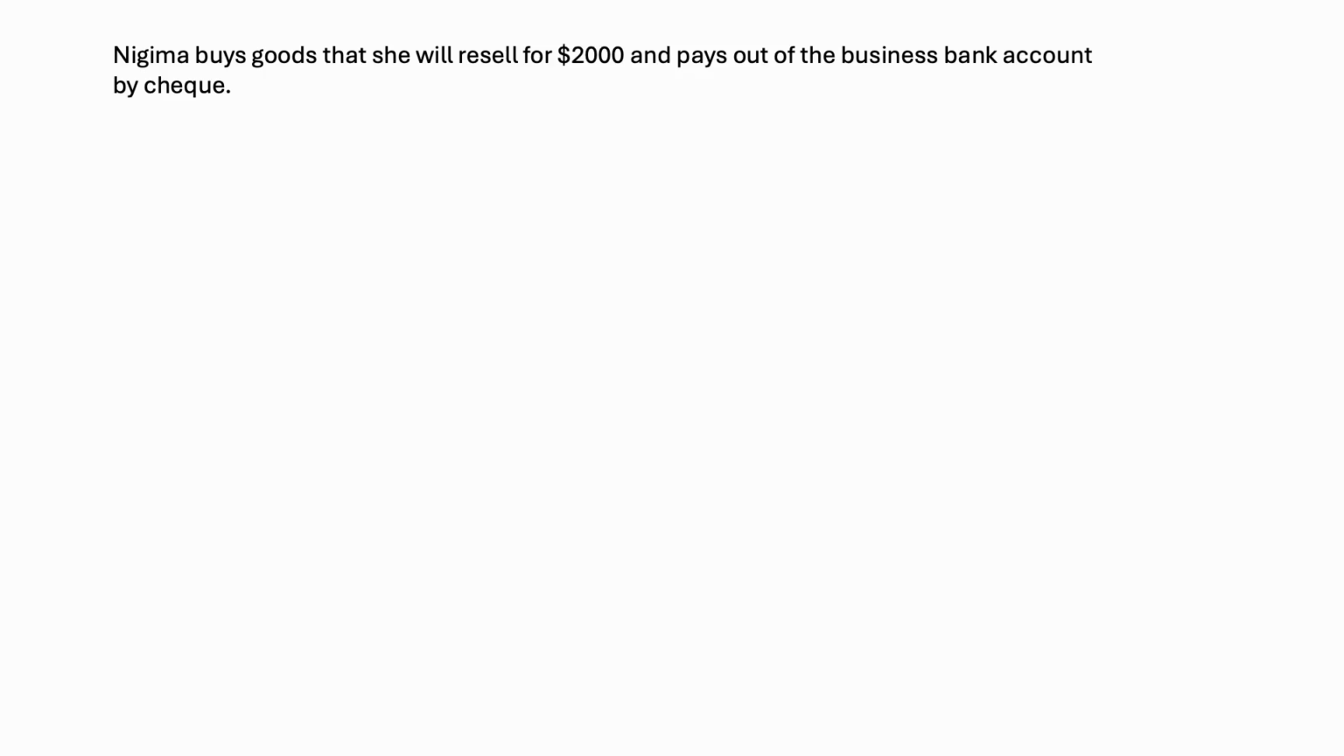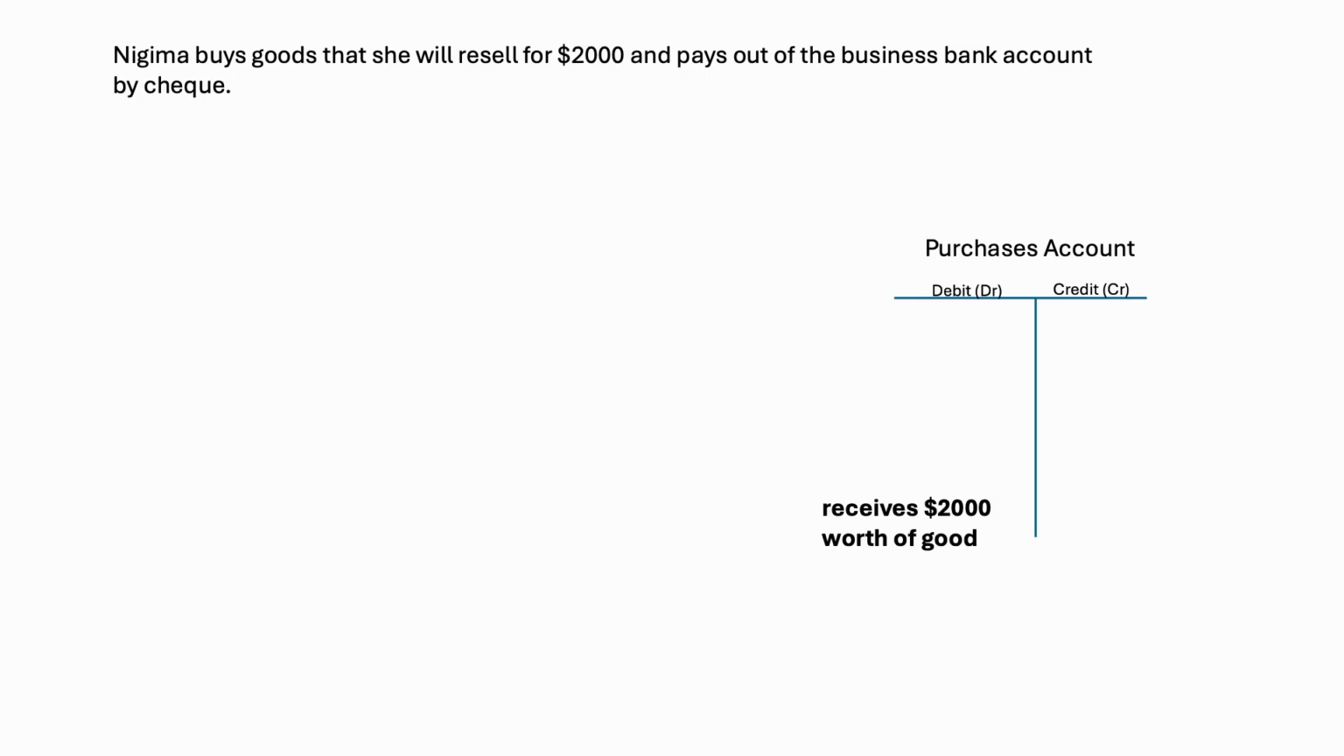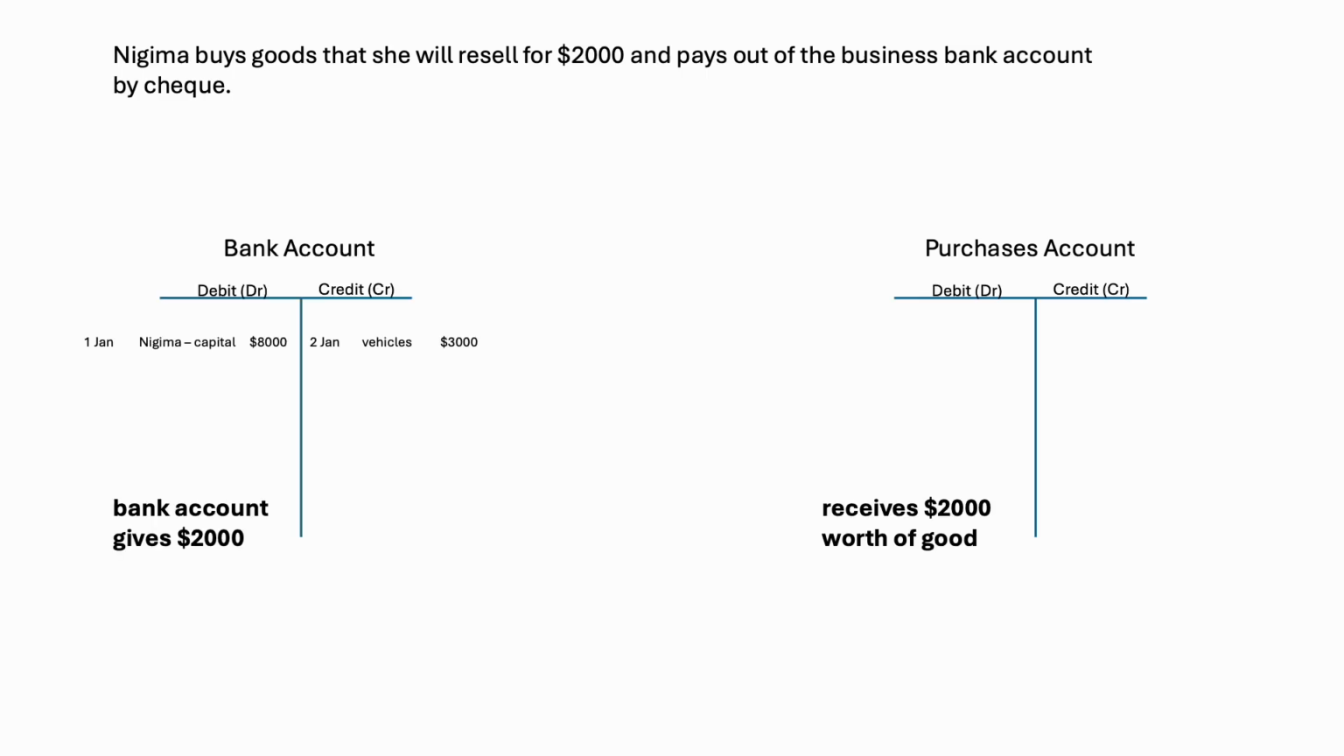Nigima buys goods that she plans to later resell for profit and pays for the goods by business check. Here, the two sides of the transaction are that the purchase account receives $2,000 and the bank account pays for the $2,000 worth of goods. So we debit the purchase account and credit the bank account.